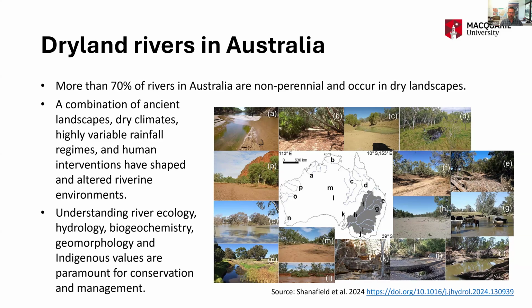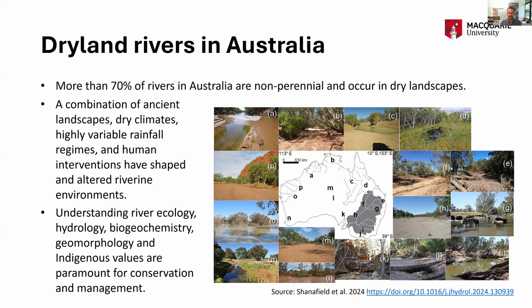So I'm going to talk about dryland rivers in Australia, and that's important because more than 70% of Australian rivers are classified as non-perennial and occur in dry landscapes that typically have a net deficit of water availability. It's a combination of our ancient landscapes, generally dry climates, highly variable rainfall, and human interventions that have shaped and continue to alter our riverine environments.